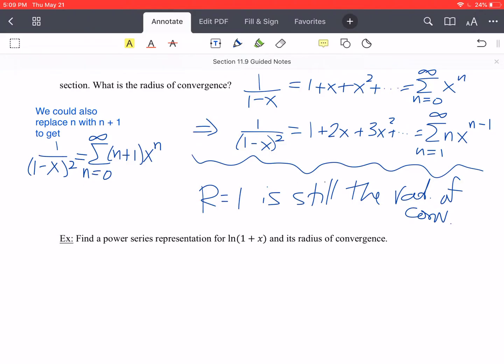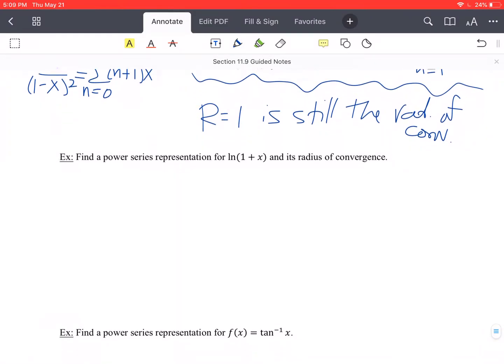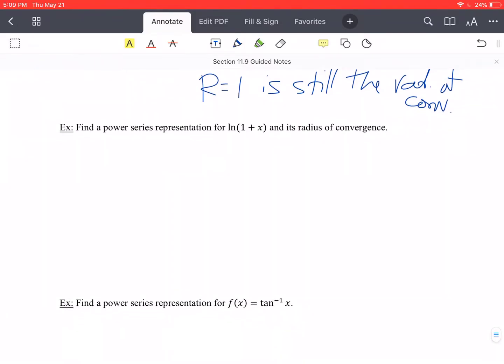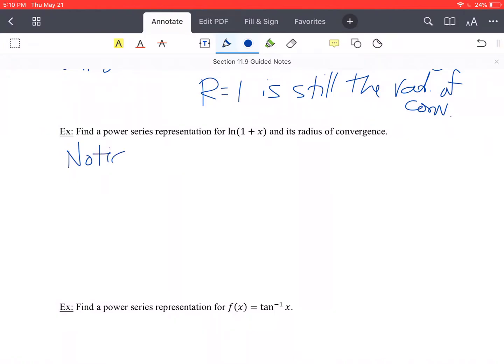All right. Let's look at this next one here. Find a power series representation for ln of 1 plus x and its radius of convergence. So, good thing to notice here: the derivative of the natural log function here is 1 over 1 plus x. And that's something that we can work with, right?